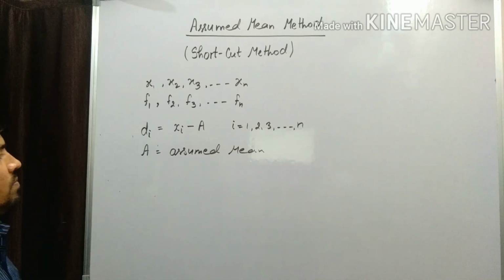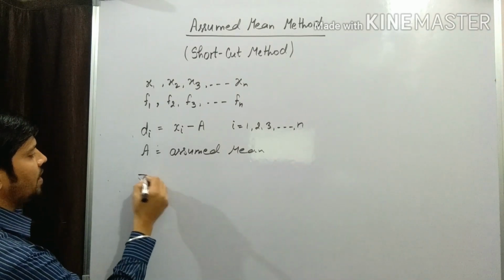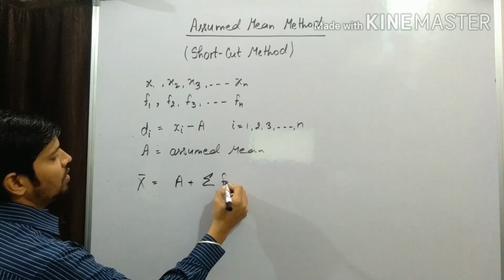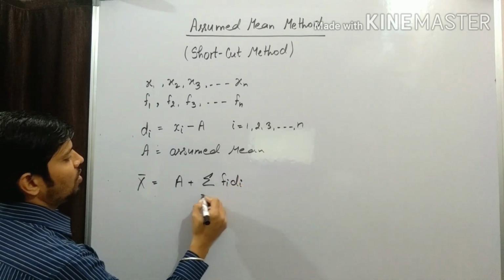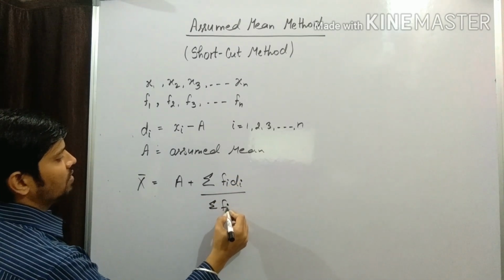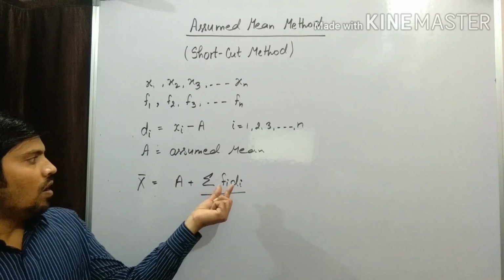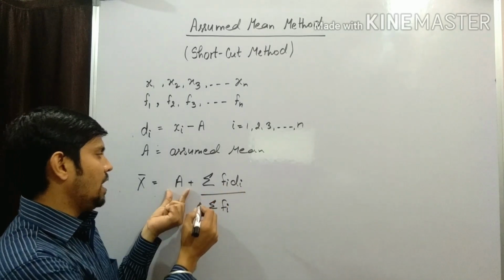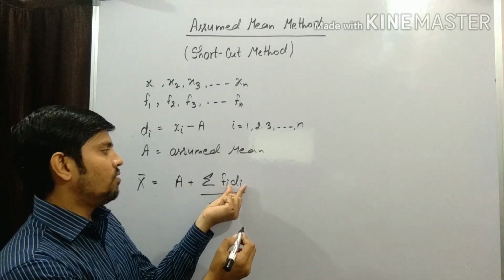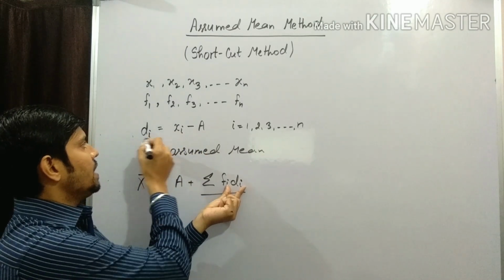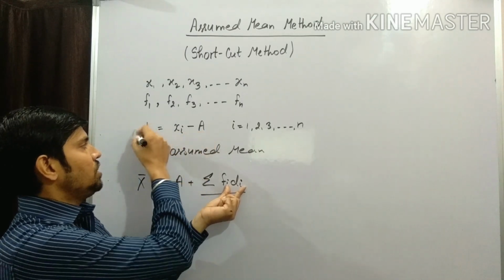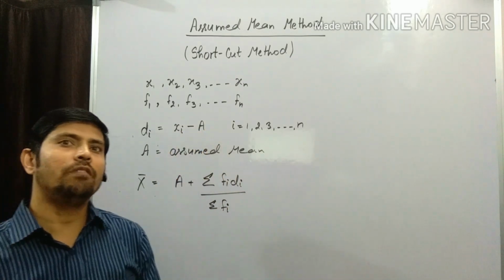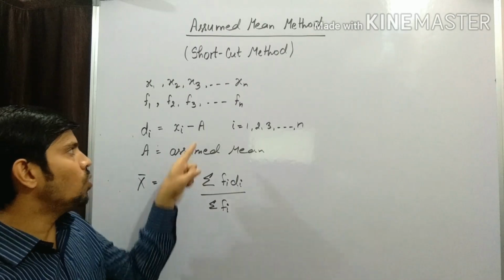So what is the formula? The formula to find the mean is given by x bar equals a plus summation of fi di upon summation of fi. Summation of fi is the sum of all the frequencies. a is the assumed mean. di we have already defined: di equals xi minus a. This is called the deviation, the deviation about any value a, which we have assumed as the assumed mean.